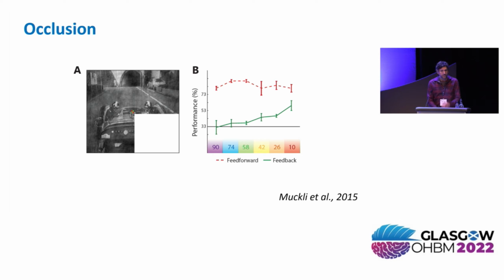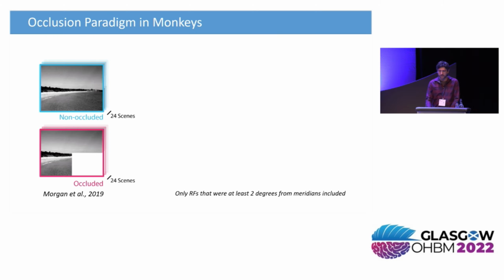So if I was to actually put an electrode into V1 and look at the spiking activity there, would I still see responses to these occluded regions? And would we be able to decode the rest of the image from the occluded spiking activity? So that's exactly what we did.